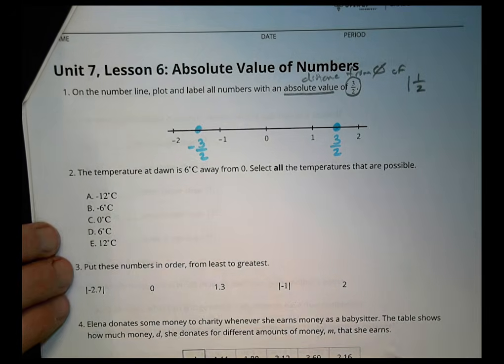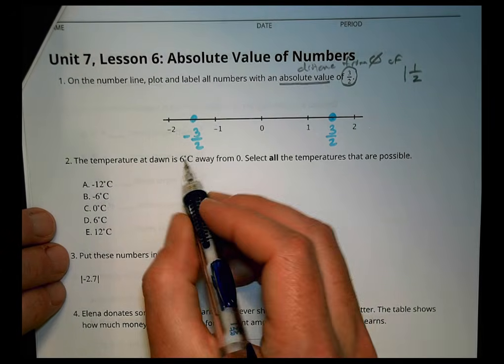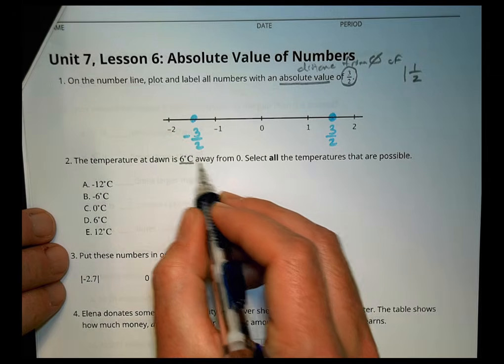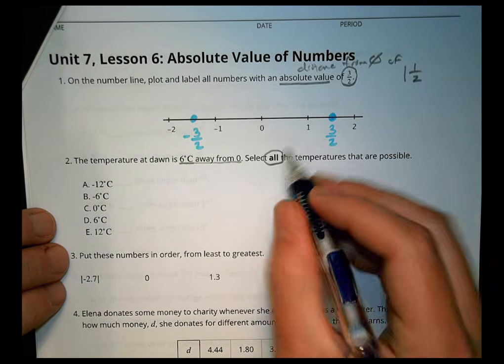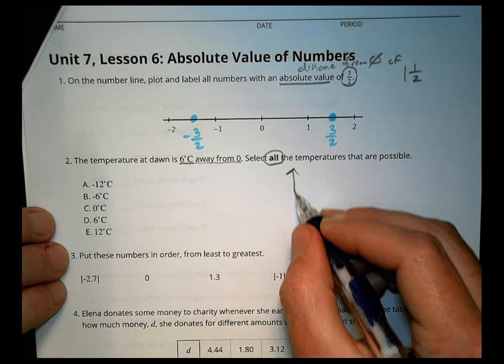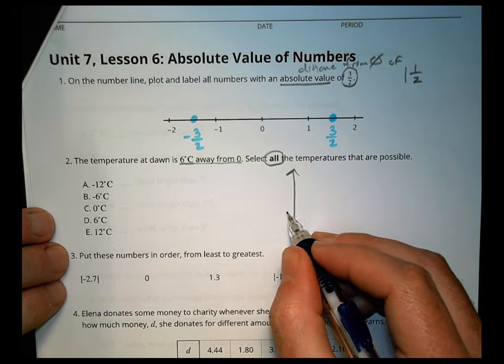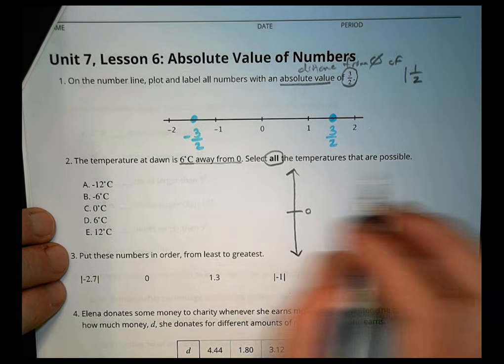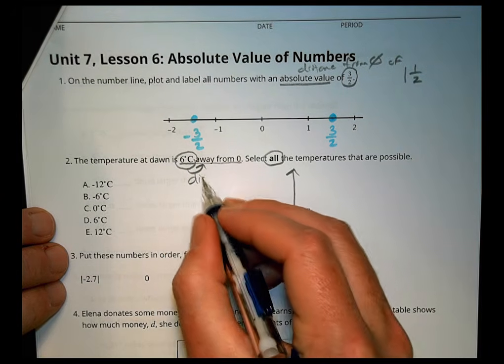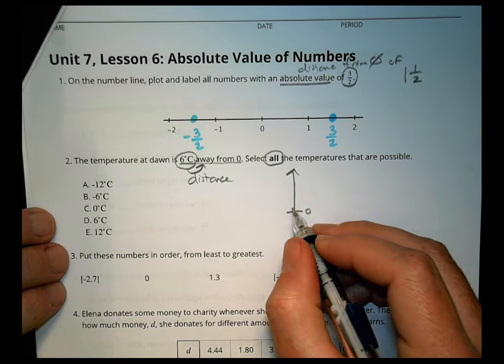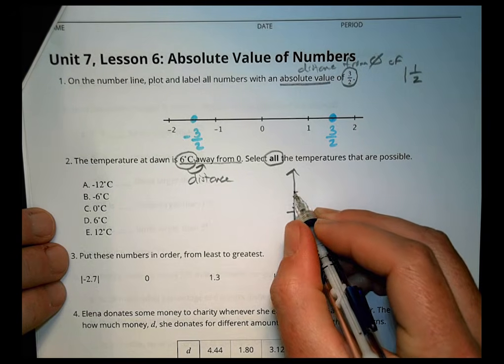Number 2, the temperature at dawn is 6 degrees Celsius away from 0. Select all the temperatures that are possible. Okay, so what we're saying is we have a temperature gauge here. Here is 0, and 6 degrees away. Now away is talking about what again? A distance. So 1, 2, 3, 4, 5, 6.